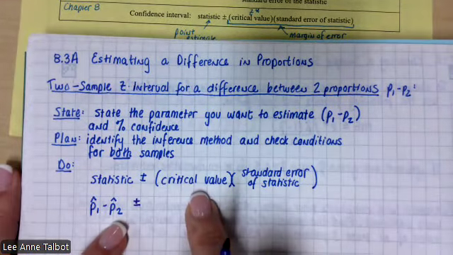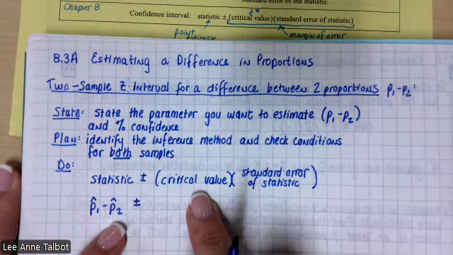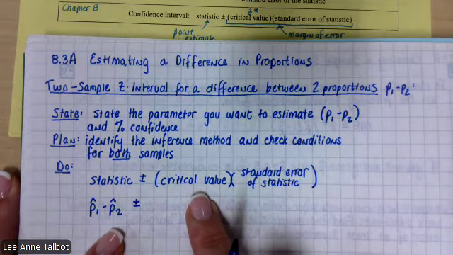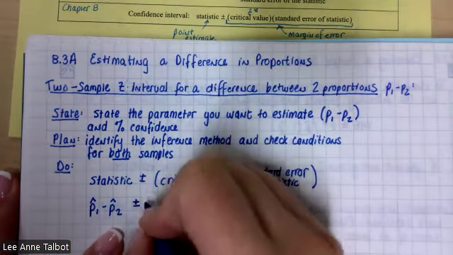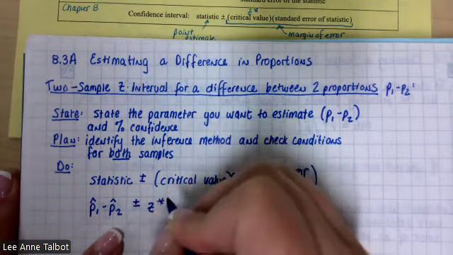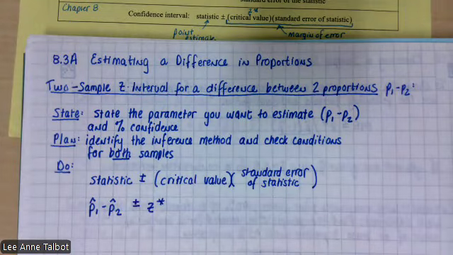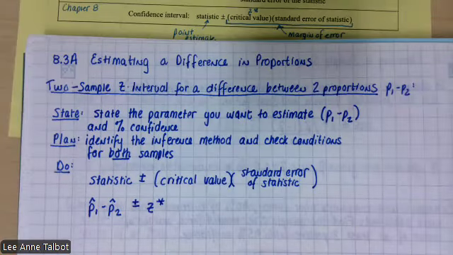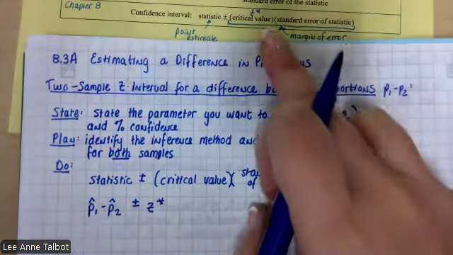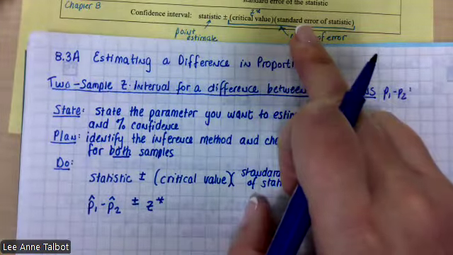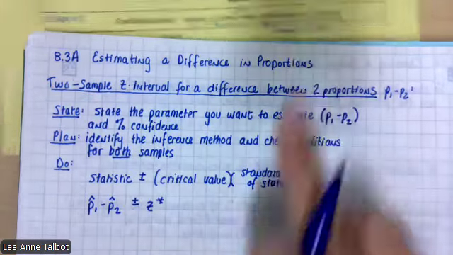What is the critical value? What's the symbol for that? Z star. Great job. And what is Z star? It's the number of standard deviations on either side, absolute value, because you're taking into account the sign with the plus or minus already.